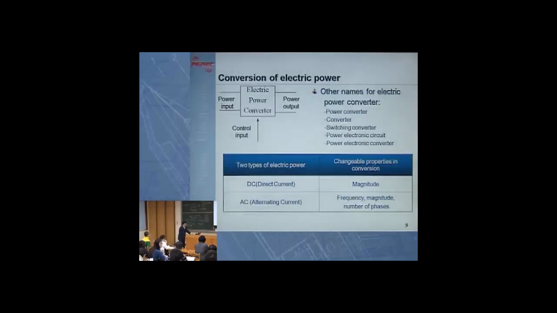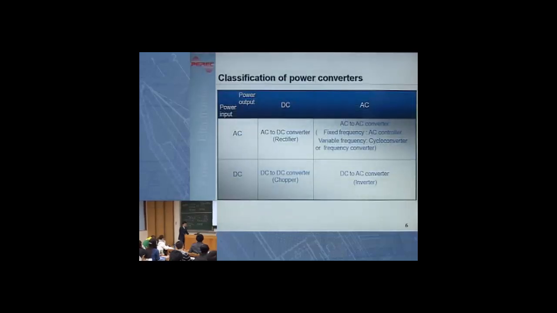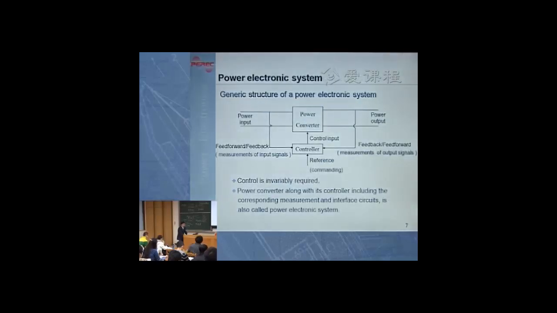Power converters can be classified into different types based on the different types of electric power. For DC power, we can change the magnitude. For AC power, we can change frequency, magnitude, and the number of phases, single phase to three phase or three phase to single phase. Therefore, we can classify power converters into four types: AC to DC, AC to AC, DC to DC, and DC to AC. And we have special names for all these four types of power converters.